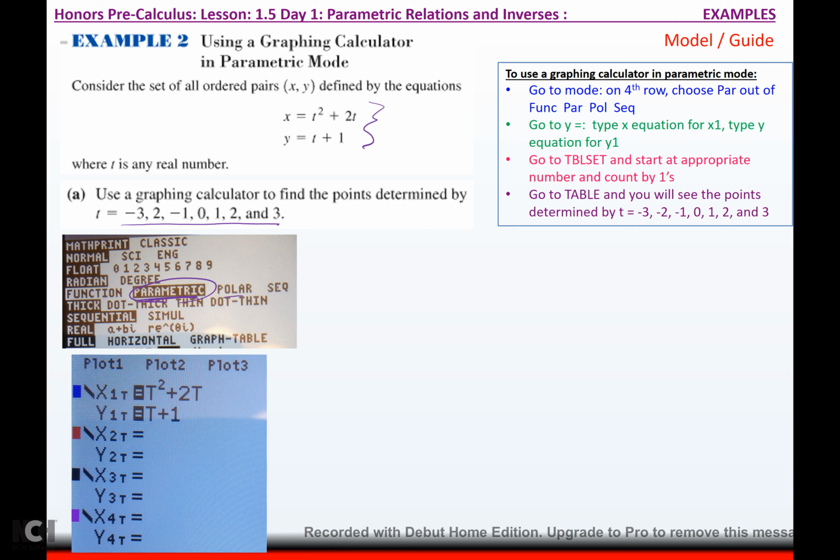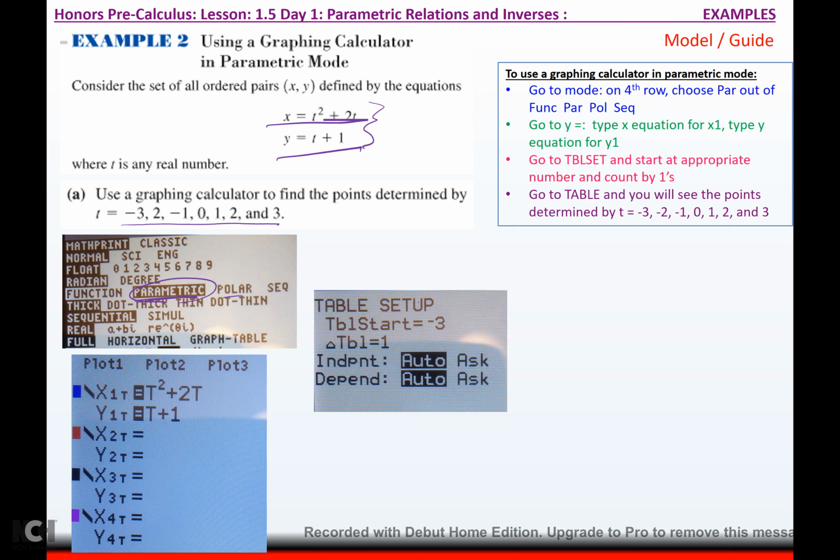If you're in polar form, it types a theta instead of x. In sequence form, I don't even know what the sequence form does. I don't use that one. But at any rate, just use your x key and it'll type a t for you. So you type in your x equation for x1, your y equation for y1.